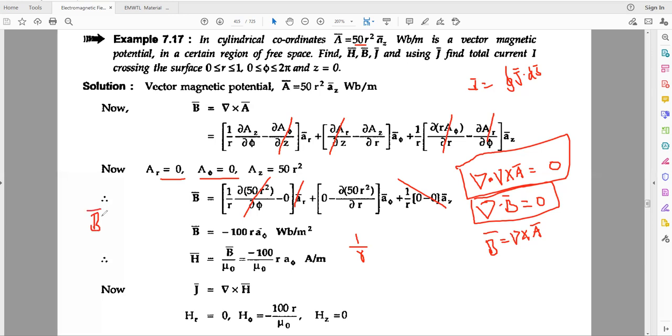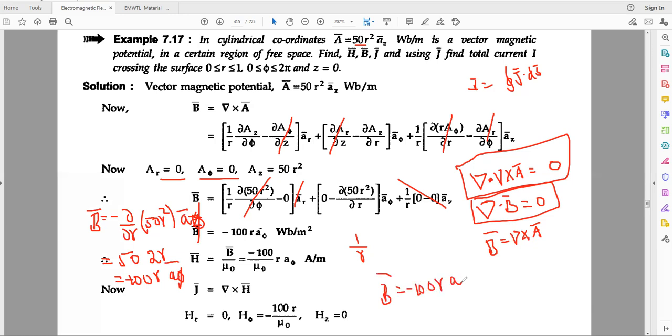So B bar, having only one term, is finally minus ∂/∂R of AZ, that is 50 R square, Aφ bar. 50 into 2R is 100 R, minus into Aφ bar. B bar is equal to minus 100 R Aφ bar Weber per meter square, which is the magnetic flux.